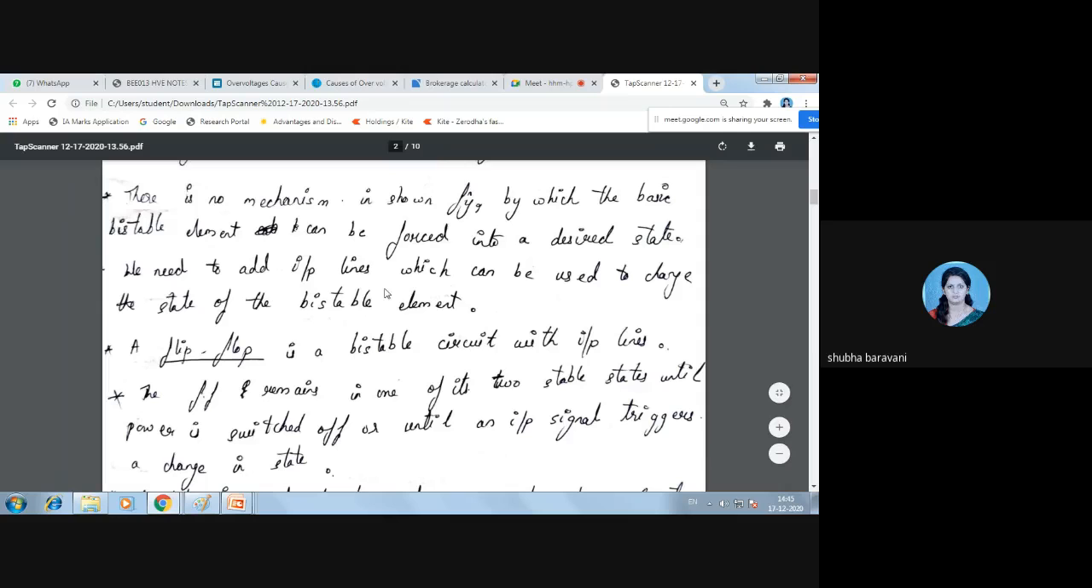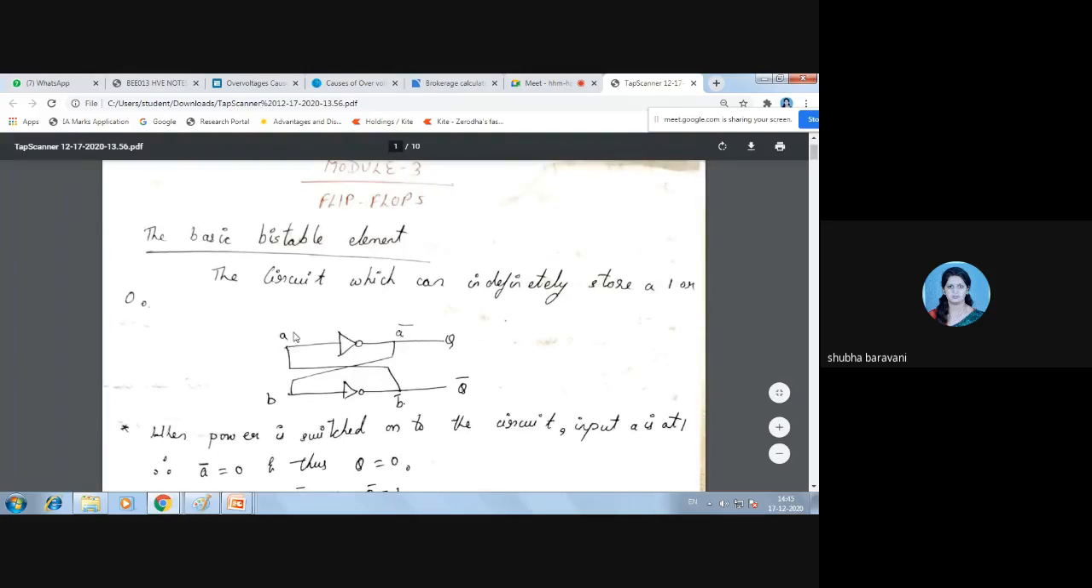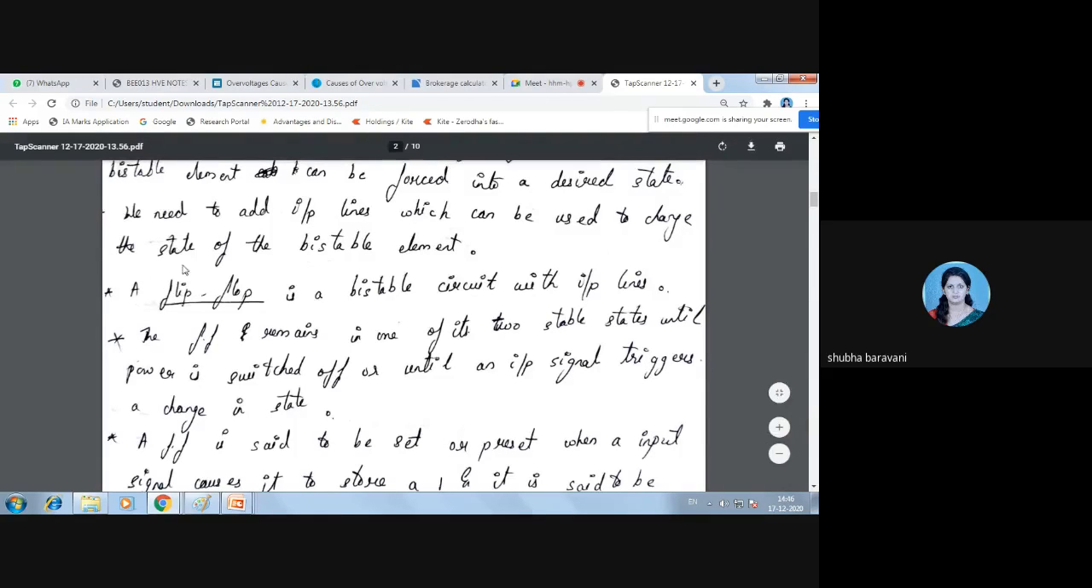So we need to add input lines. See here, what happens is I have control only on A. Once you assume A, the output goes on continuing. Okay, I cannot change the output because it's a total feedback. So to control it, I want an additional input line. We need to add an input line which can be used to change the state of the bistable element. Therefore, a flip-flop is a bistable circuit with input lines.